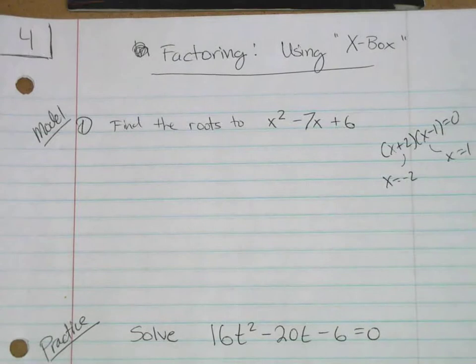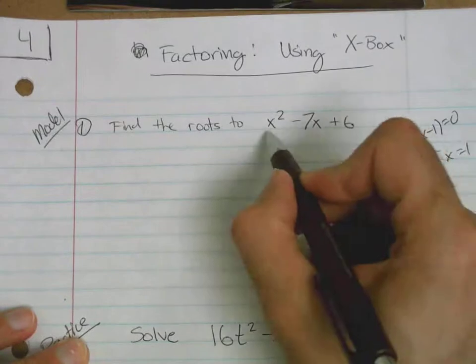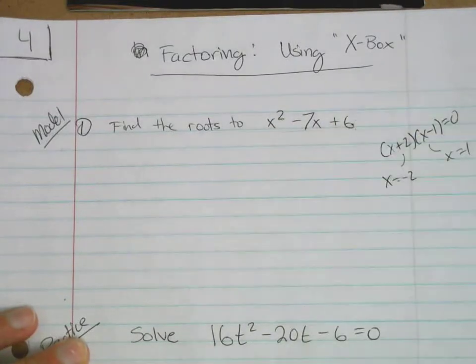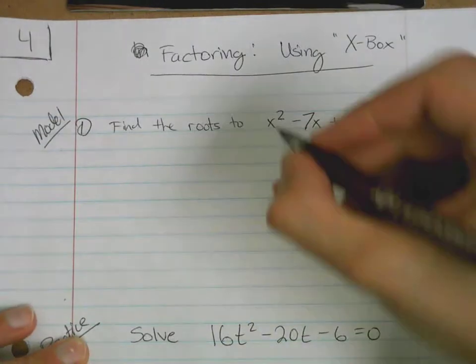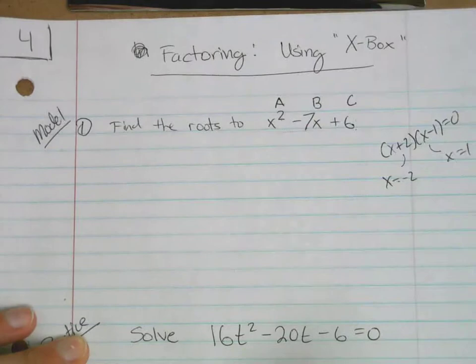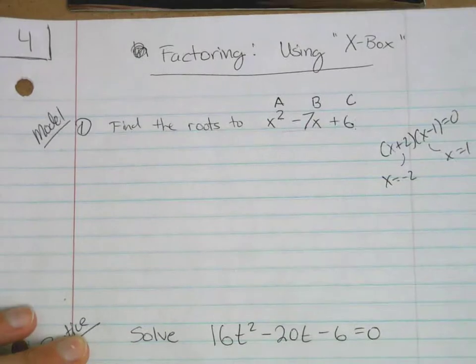So let's do that now using the method that we call Xbox. First, I need to make sure this is organized. Does this go from highest power to lowest power? Yes, it does. They usually look like that, but not always. Then I'll label it. I'll label this A, this B, and this C. Before you do anything else, label it as such.